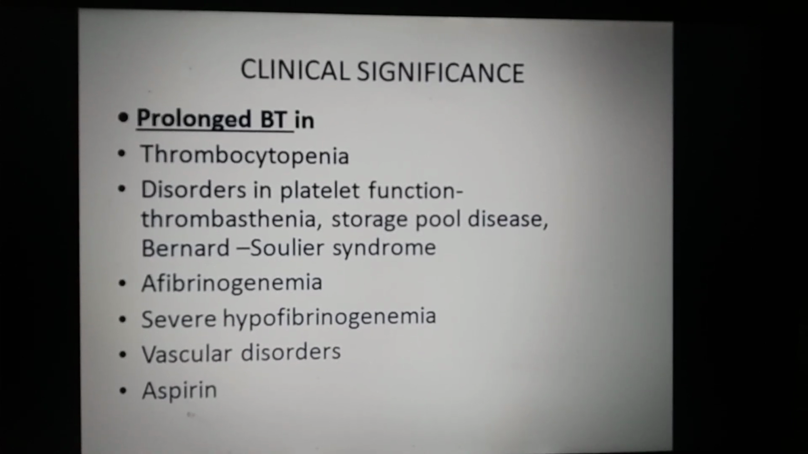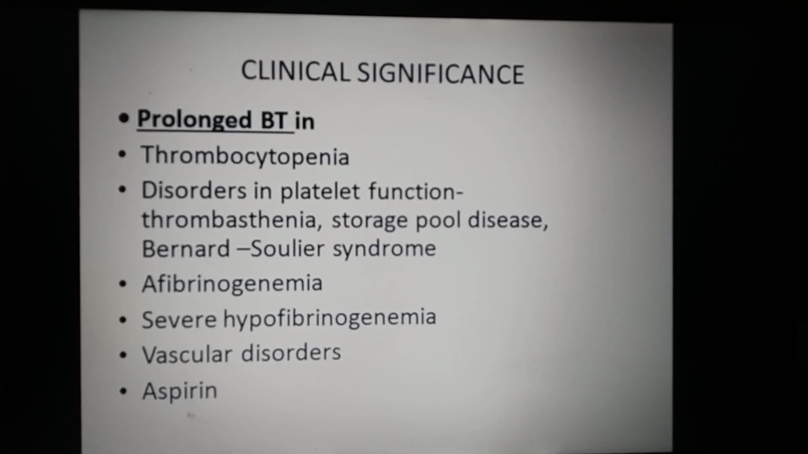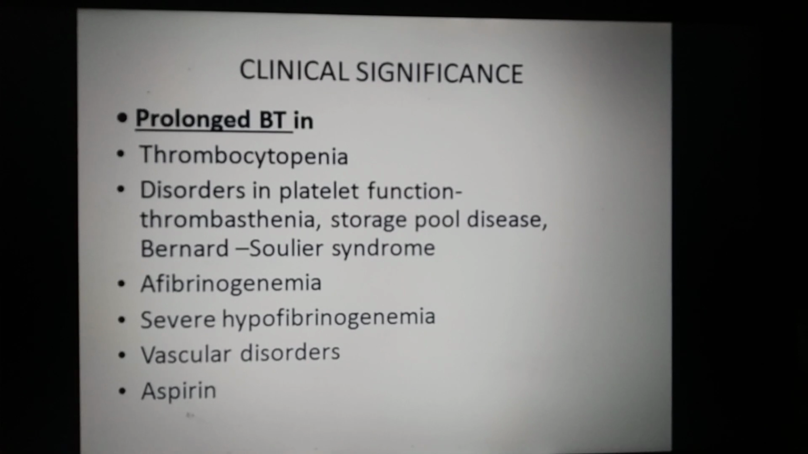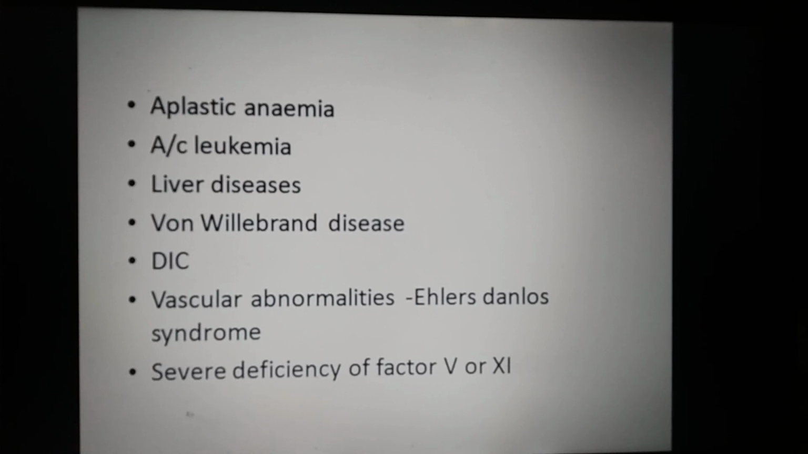Now the prolonged bleeding time. The causes of prolonged bleeding time are thrombocytopenia, disorders in the platelet function like thrombocythemia, storage pool disease, Bernard-Soulier syndrome, afibrinogenemia, severe hyperfibrinogenemia, vascular disorders, aspirin, aplastic anemia, acute leukemia, liver diseases, von Willebrand disease, DIC, vascular abnormalities like Ehlers-Danlos syndrome, and severe deficiency of factor 5 and 11.